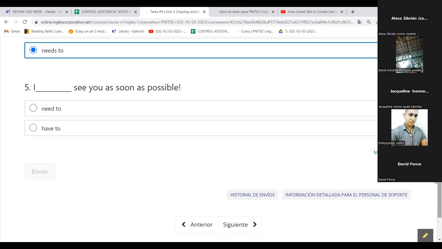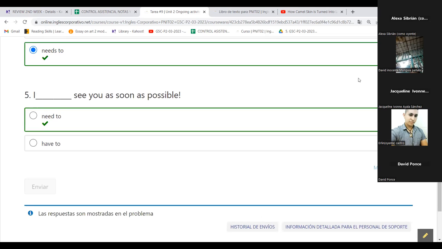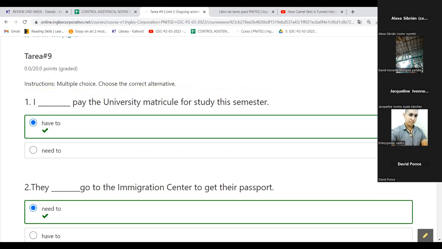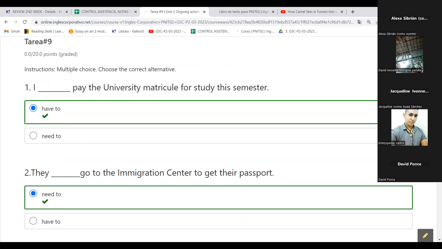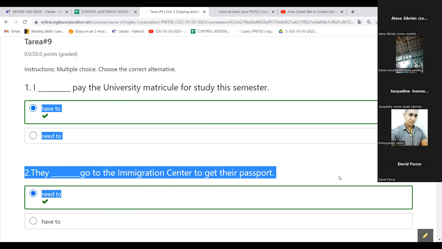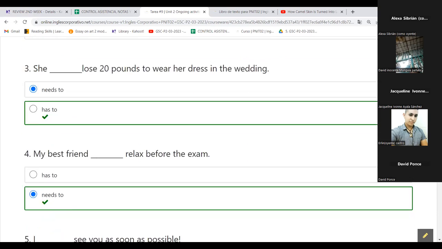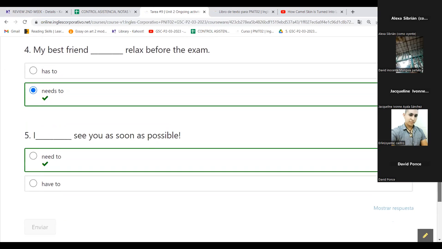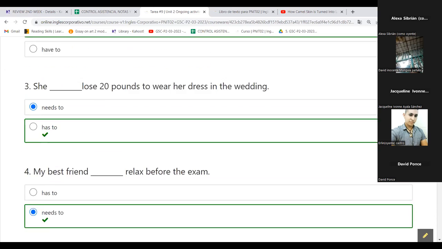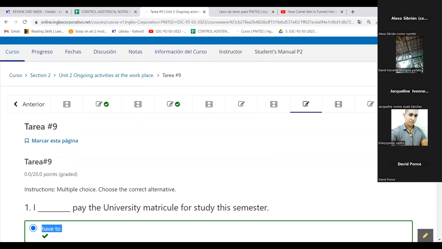Y para eso les voy a mostrar acá de nuevo. Depende. ¿Cuántos años tiene el niño? All right. Estas son las respuestas. Se las estoy mostrando ya para que lo puedan usar así. Si no lo han hecho, ahorita le pueden tomar captura. Number one is have to. Number two, need to. Number three, has to. Number four, needs to. And number five, need to. Okay? Para que ustedes puedan llenar la plataforma y tener el 100 asegurado.